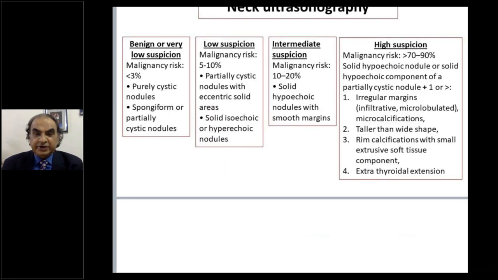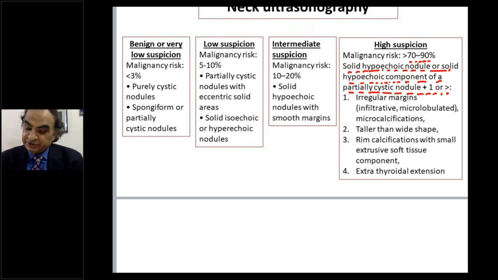Now, based on neck sonography, we can divide nodules into benign or very low suspicion, low suspicion, intermediate and high suspicion. So if you take the high suspicion ones first, the malignancy risk is about 70 to 90% in these. They are a solid hypoechoic nodule or solid hypoechoic component of a partially cystic nodule, plus one or more of the other features: irregular margins, taller than wide, rim calcification, and extrathyroidal extension. The risk is high. Where is the risk very, very low? Less than 3% risk. It's a documented evidence-based answer to most questions.